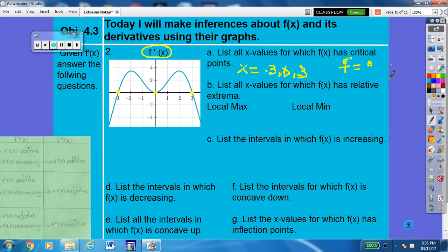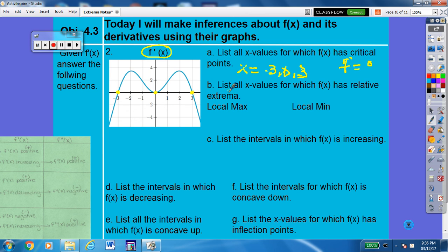Okay, so again, if this were the original, you would be looking for those turning points, but because it's not, because it's the derivative, then we're really looking for the places where the graph hits the x-axis, and those would be your critical points.